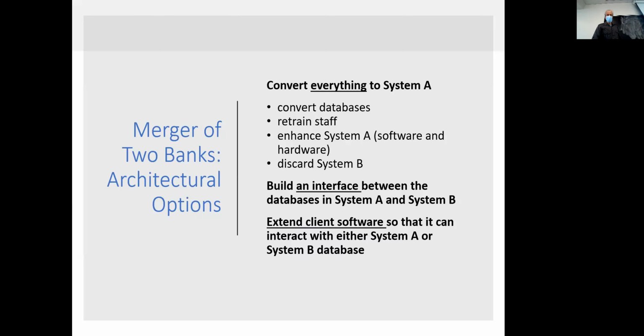Good. So the options would be to convert everything to system A, right? Convert the databases, retain the staff, enhance system A, and at one point, when system A is really upgraded, we could say, okay, let's get rid of B.